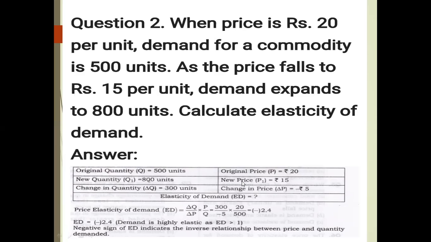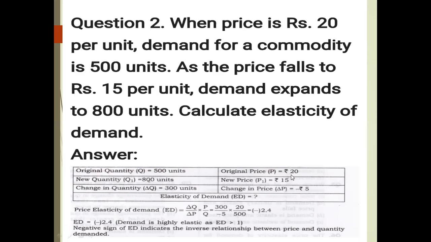Now the next one. You can see here the original price is P and the new price is P1. So you can calculate the change in price. It will be the new price minus the original price, which is minus 5. Always from the new you subtract the original. So 15 minus 20 will be minus 5, and 800 minus 500 will be 300 units. So the change in price, delta P, is minus 5 and the original price is 20.